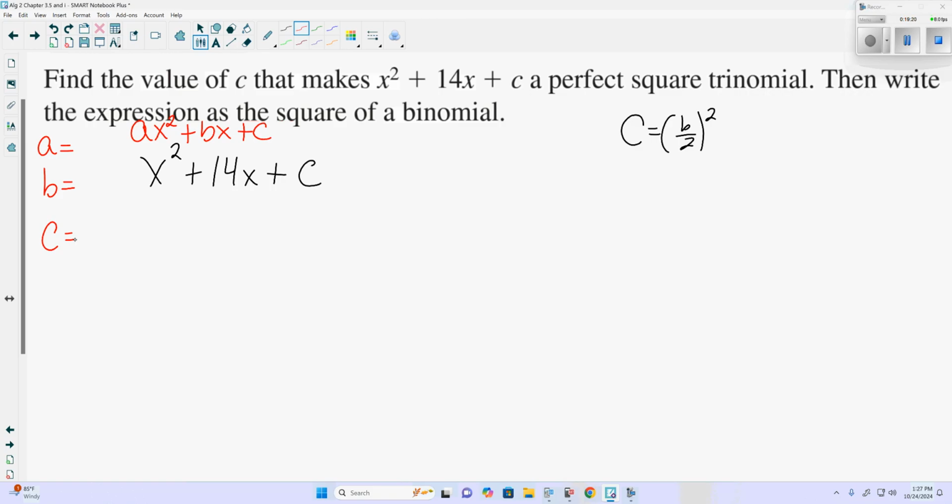Well, a is actually the number in front of x squared. So it would be 1. B would be 14. And well, we don't know what c is yet. We still need to find it.